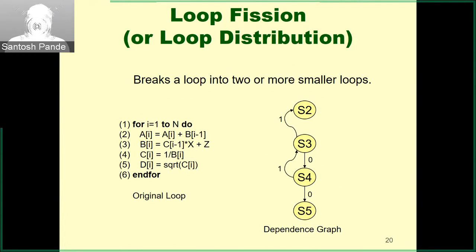Fission, exactly reverse, and it's rather easier to understand. If you really look at this particular left-hand side loop and analyze the dependencies, what we find here is a dependence between 4 to 3, and that's a flow dependence. Okay. There is another dependence here from 3 to 4, which is flow dependence.